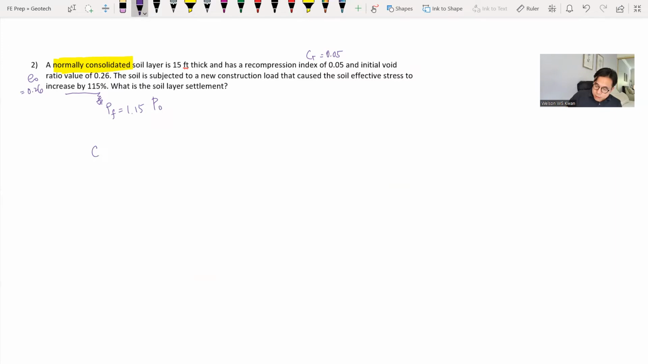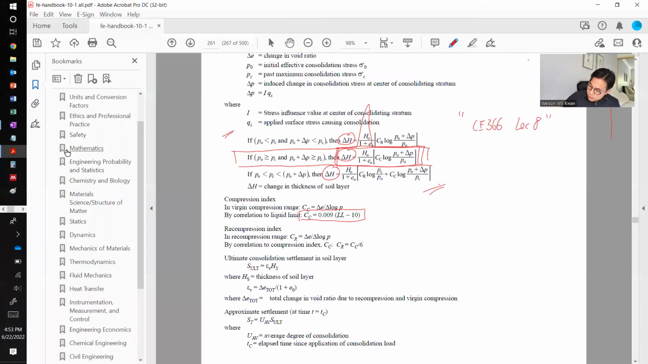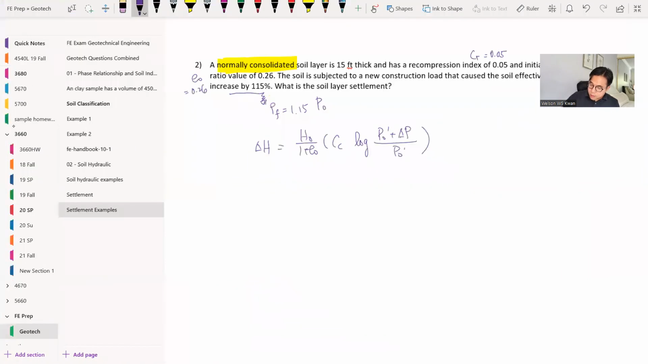So you know that you can use these equations like the previous example, again directly from the FE manual: delta H is equal to H naught over 1 plus e naught, times C sub C, times log of P naught plus delta P divided by P naught. Again, this is directly from your FE manual. It's just the equation for you to calculate settlements. Since we know it is a normally consolidated clay, all the stress passes through P sub C, the preconsolidation or maximum past pressure, and all the settlement happens in the virgin compression region. That's why we pick this equation.